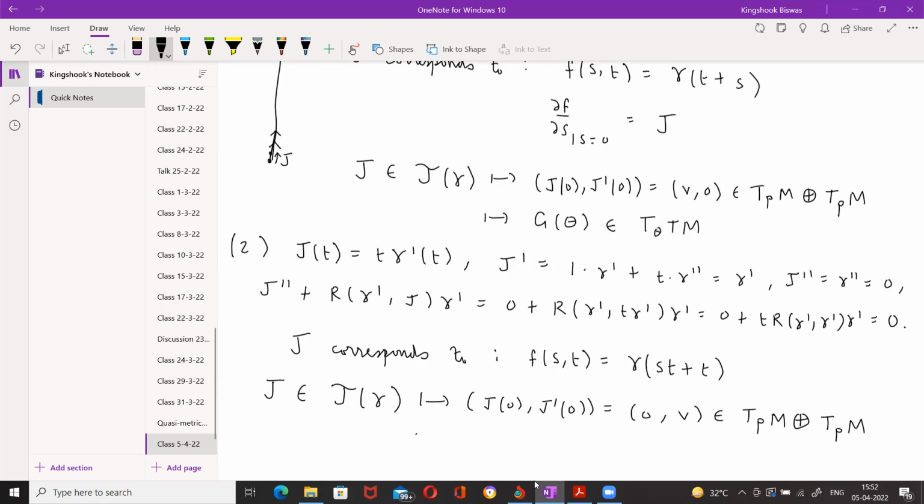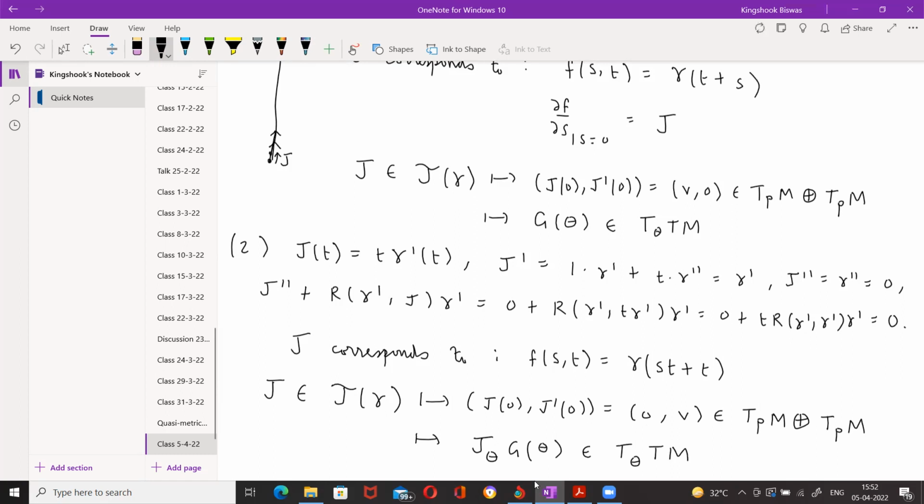So this corresponds to, okay, I'm using J for too many things, but you know what I mean. Capital J theta, the almost complex structure of T theta Tm. So this corresponds to J theta of G theta in T theta Tm, right?